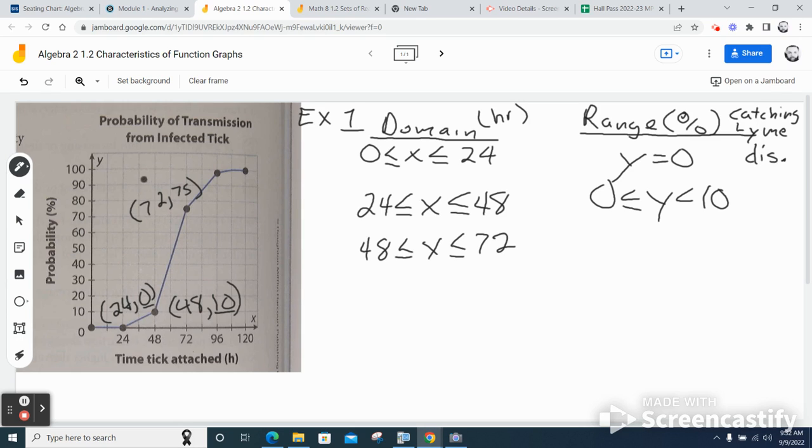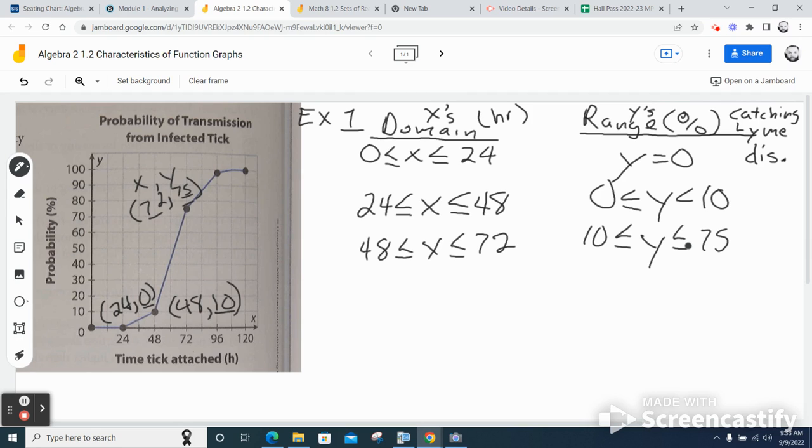So on all these things, we're looking at the x's and the y's. So the point on the graph gives us an x and a y. And the domain are all the possible x's, right? And the range is all the possible y's. So the y values that correspond to this, what's the y value when x equals 48? 10. What's the y value when x equals 72? 75.